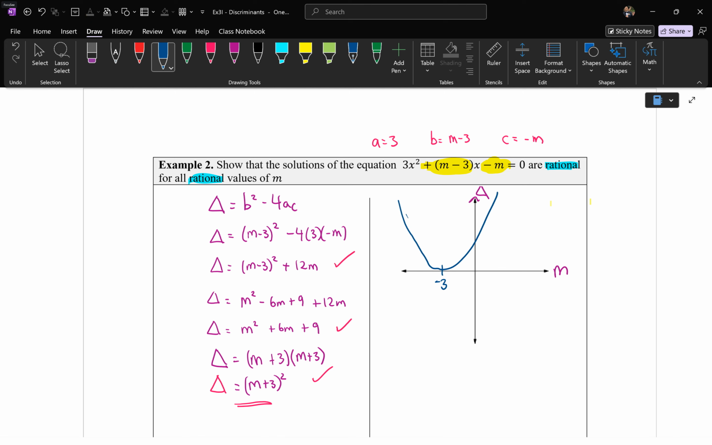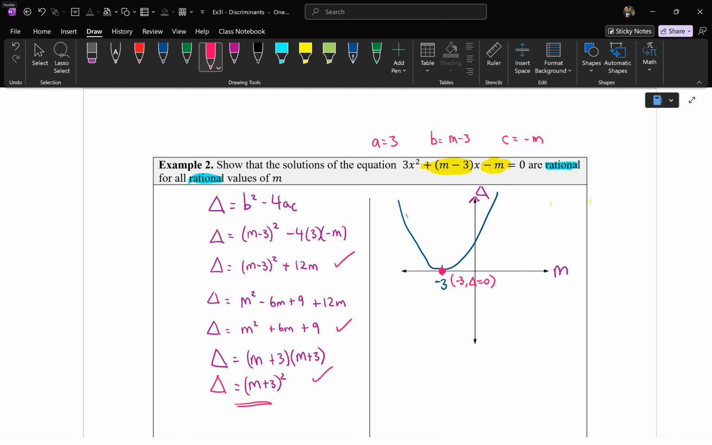What do I see from this graph? Remember, this is not your y values. This is your discriminant, and this is your discriminant axis. So what it's telling me is the graph clearly touches the axis right at negative 3. So when it's negative 3, discriminant is clearly 0. When it's 0, that means when m is negative 3, I can get one solution.